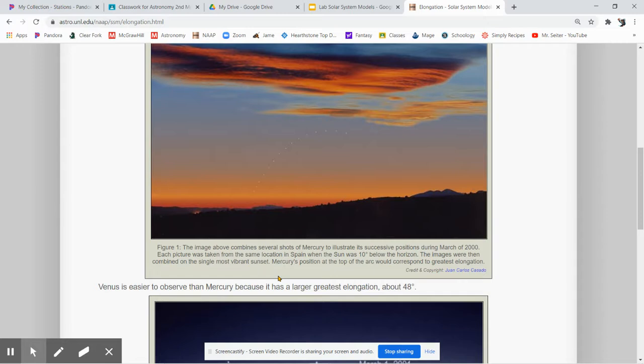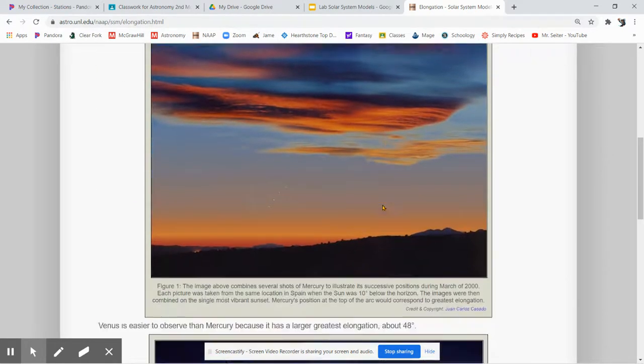The image above combines several shots of Mercury to illustrate its successive positions during March of 2000. Each picture was taken from the same location in Spain when the sun was 10 degrees below the horizon. The images were combined on a single, vibrant sunset. Mercury's position at the top of the arc would correspond to the greatest elongation. So, right here is greatest elongation. These top spots are greatest elongations, and these are different degrees, different elongations.